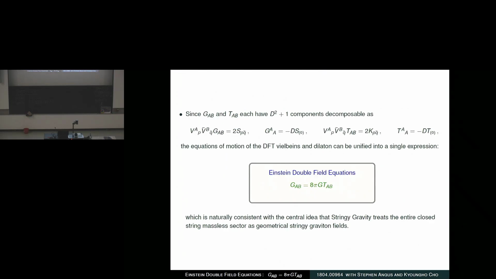So since this Einstein curvature and energy-momentum tensor each have this tier-plus-one component, they can be decomposed by the contraction with the V or by taking the trace. The whole equation of motion of the closed string massless sector, or the DFT Vierbein and dilaton, can be unified into this single expression, which is manifestly O(D,D) invariant. And it is naturally consistent with the central idea that string gravity treats the entire closed string massless sector as a geometrical string graviton field.